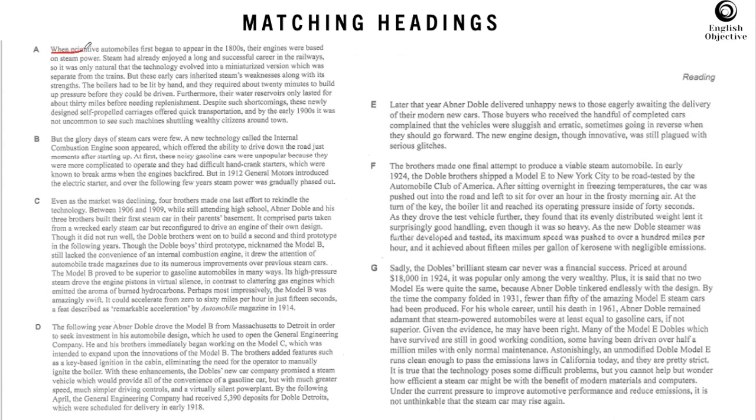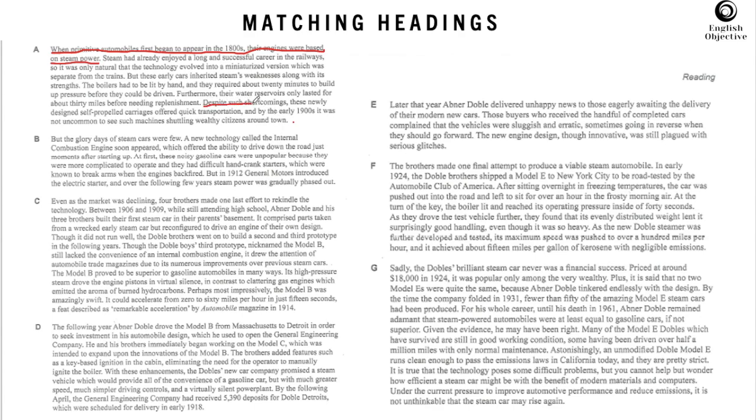When primitive automobiles first began to appear in the 1900s, their engines were based on steam power. Okay, let's continue with the ending. So I'm going to choose from the last full stop to the previous full stop. So as I said, 2-3 lines. That's going to be enough.